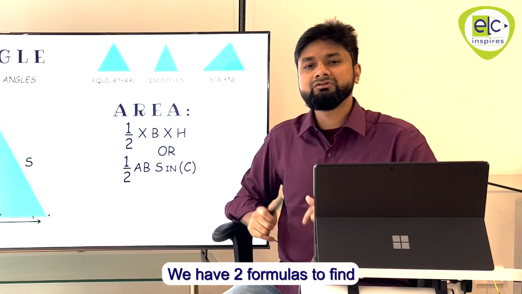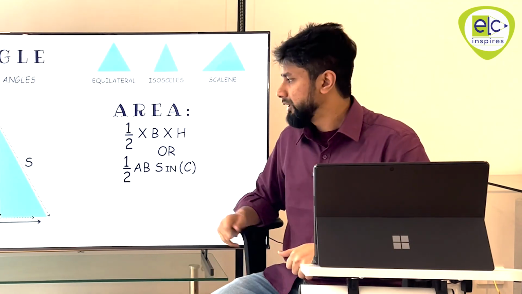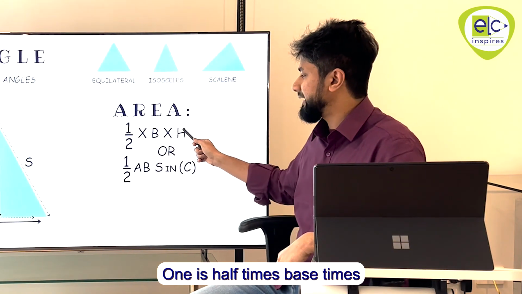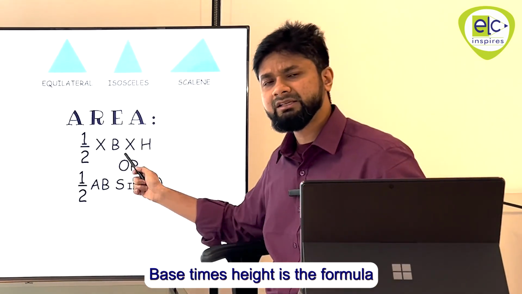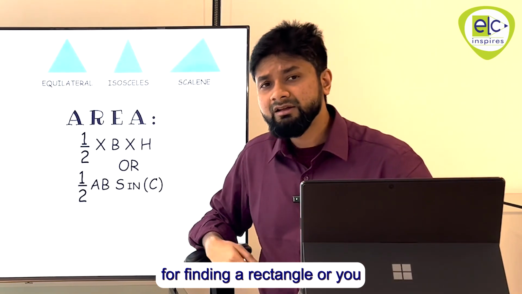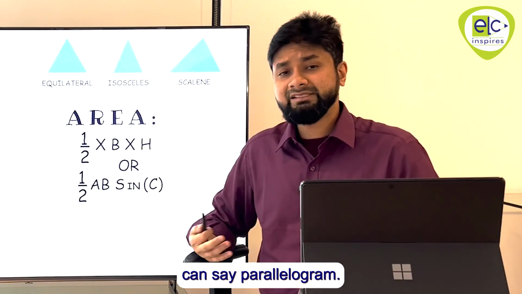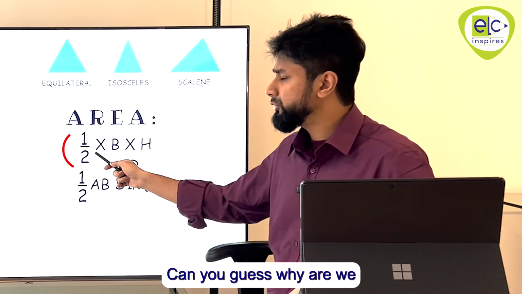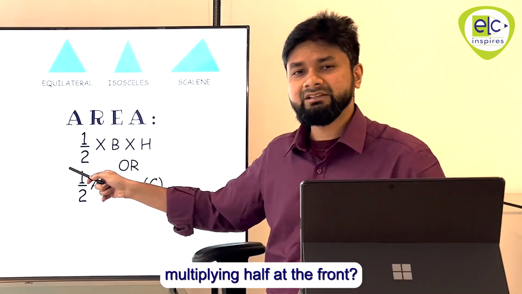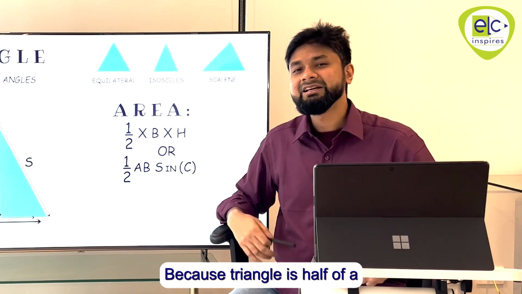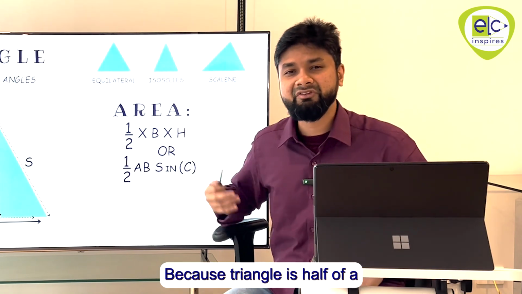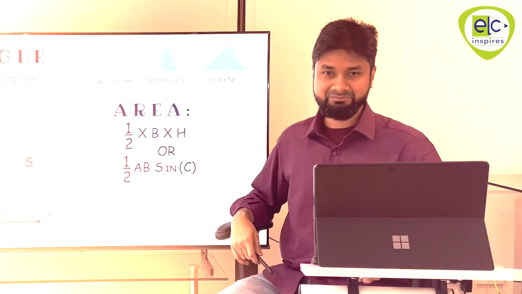We have 2 formulas to find the area of a triangle. One is half times base times height. Base times height is the formula for finding a rectangle, or you can say parallelogram. Can you guess why we are multiplying half at the front? Because triangle is half of a parallelogram or a rectangle.